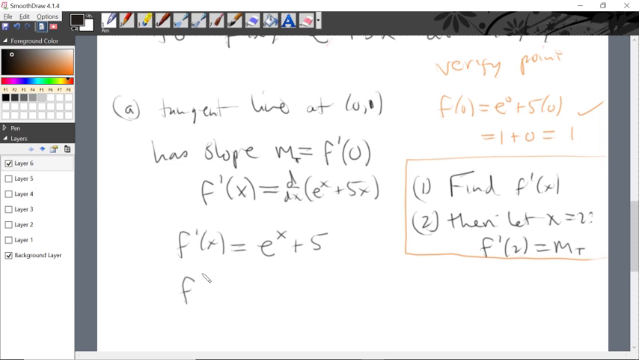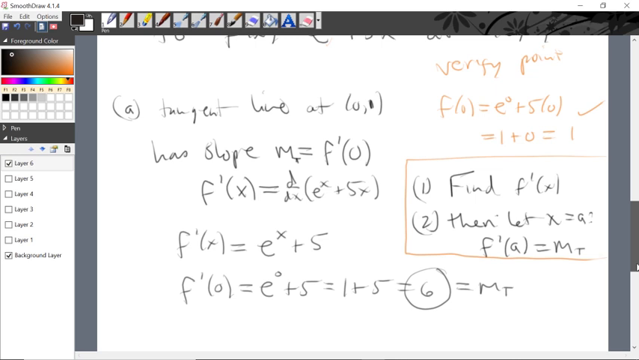So let's plug in... I don't know why I said x equals 2 over here. I'll go ahead and change that. Whatever x is equal to, let x equal a, and then f prime of a is equal to the slope of the tangent line. That way it's more generalized. So in this case, we're finding f prime of 0, and f prime of 0 is what? e to the 0 plus 5, which is 1 plus 5, which is equal to 6. And so 6 would be the slope of the tangent line.